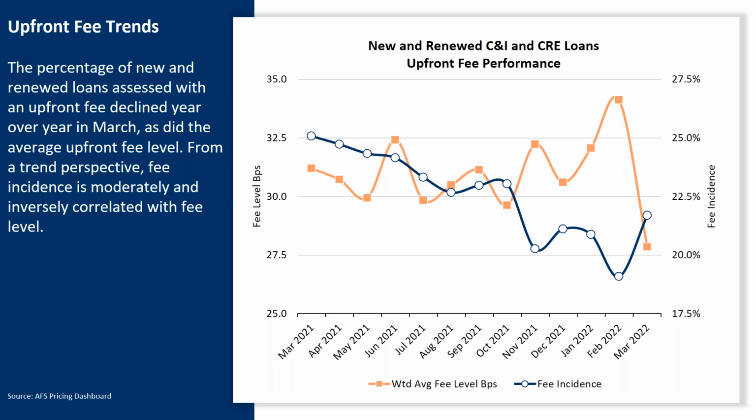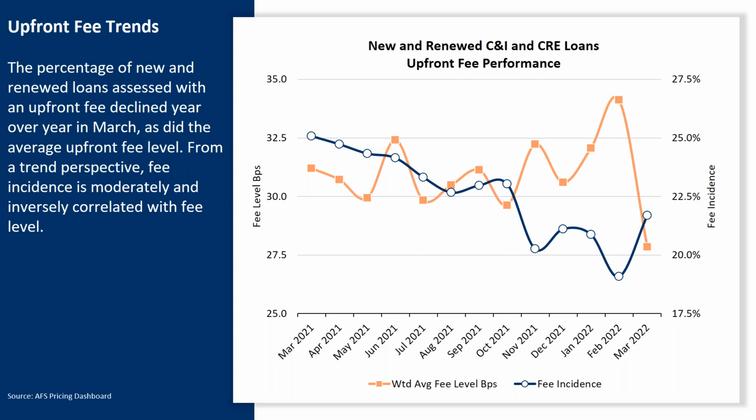The level being the blue or the pink line here, and the fee incidence, which is how often banks assess a fee, that's the blue series. What this tells us is that in March of 2022, of all the new renewed transactions, a little bit more than 20% of them were assessed a fee, and the average level of those loans assessed with a fee was about 27 basis points. What's interesting to note here is that whether you look at level or fee penetration as measured by incidence, fee performance eroded year over year.